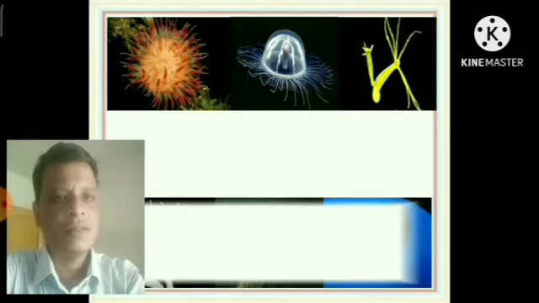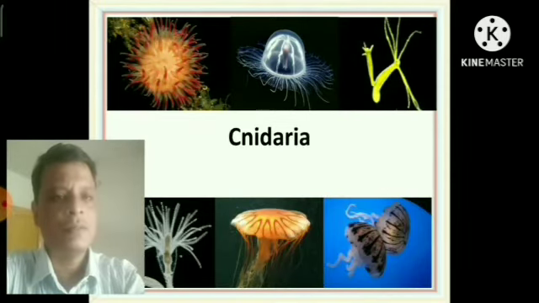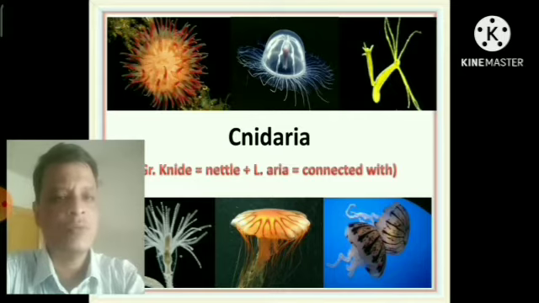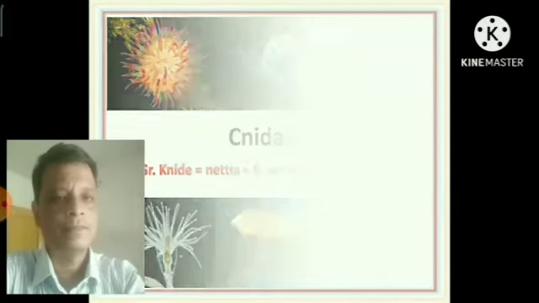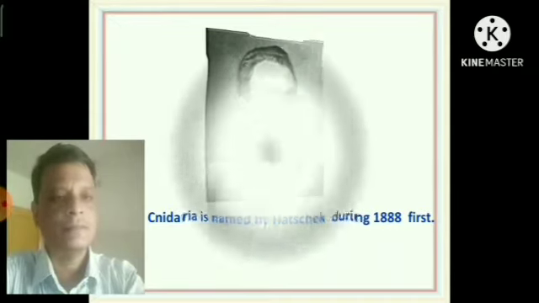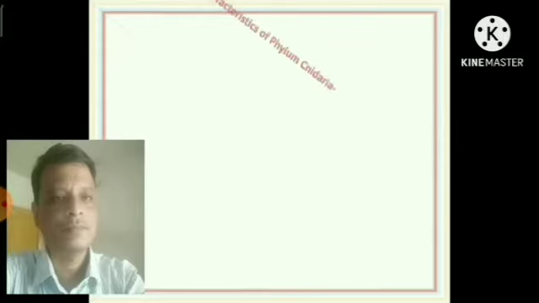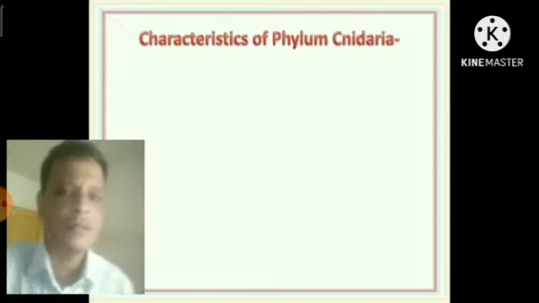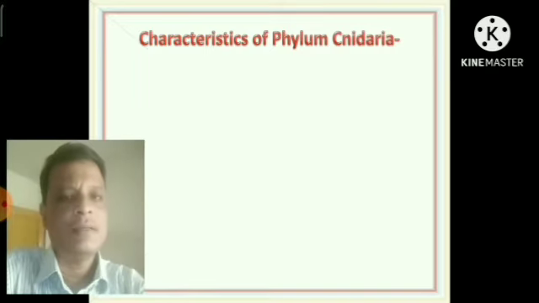Now let's discuss another phylum, that is the Cnidaria. This is the second non-chordate phylum, Cnidaria. Cnidaria actually comes from the Greek word knide, which means nettle, and the Latin word aria, meaning connected with. The Cnidaria was named by Hatschek in 1888. Now let's discuss some important characteristic features of the phylum Cnidaria.